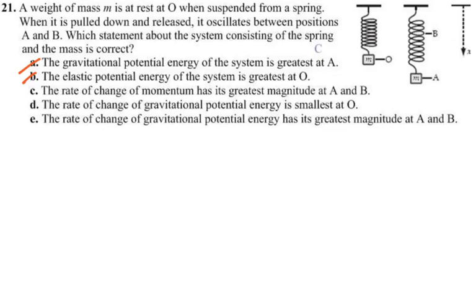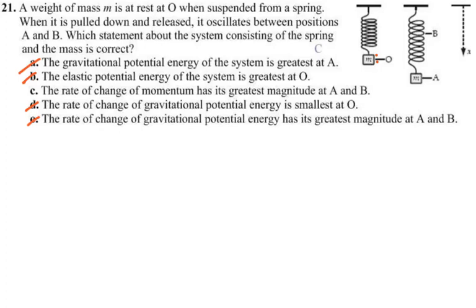The rate of change of gravitational potential energy has its greatest magnitude at A and B. So to talk about the gravitational potential energy change, the potential energy changes when I have mgh, or delta h in this case. So when it goes a little bit from here to here, I cannot say if this is the smallest or the greatest, because I don't have enough information about how much, and probably that's not the one. But I'm going to show you something on C, and maybe that will make sense. So I don't think these two will be.